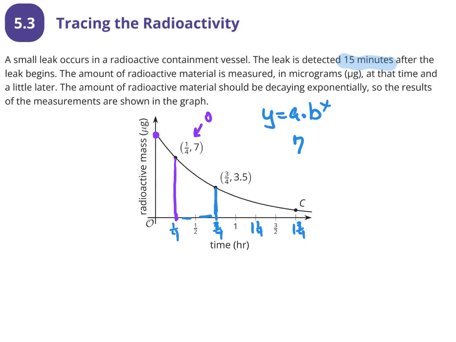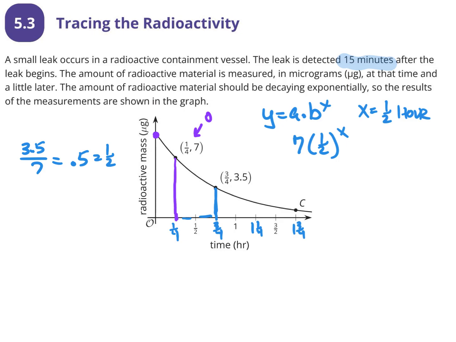So how do we get from 7 to 3.5? I don't know. So if I'm not sure, I'm going to take my 3.5, I'm going to divide it by 7, I'm going to get 0.5, which equals 1/2. So that means this has a half-life of 1/2 hour. 1/2 is my b, x, where x equals 1/2 hour.